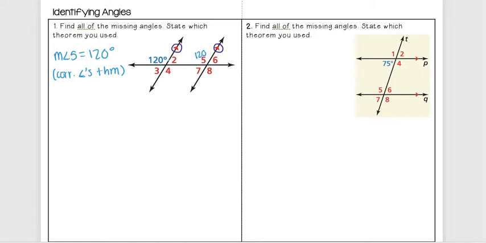Okay, so what else is going to be equal to 120? Well, I see that 120 is on the outside of the 2 lines, so I know it's an exterior angle. So I know by my alternate exterior angles theorem that the alternate exterior angles are congruent. Well, the alternate exterior angle to 120 is going to be 8. So 8 is on the opposite side of that transversal. And so this is going to be by the alternate exterior angles theorem.